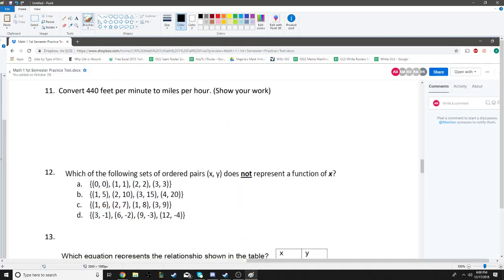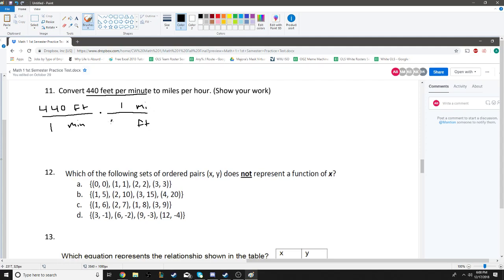Number 11, 440 feet per 1 minute. Start off by writing that as a fraction. 440 feet for every 1 minute. So we're going to multiply by fractions because we're converting. And I want to get rid of feet. To get rid of feet, I need to put feet on the bottom of the fraction, so that way they cancel. And my feet are converting to miles.